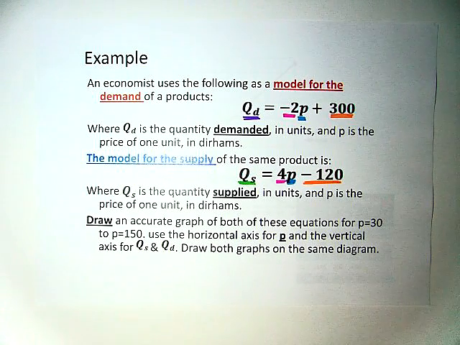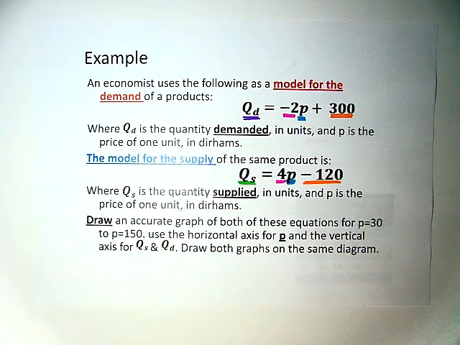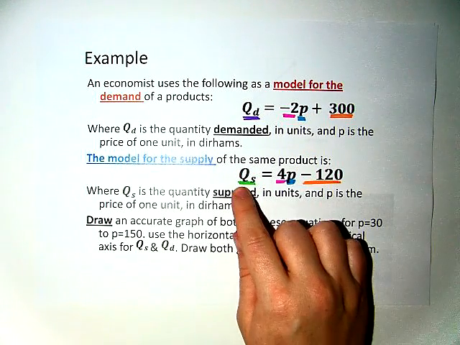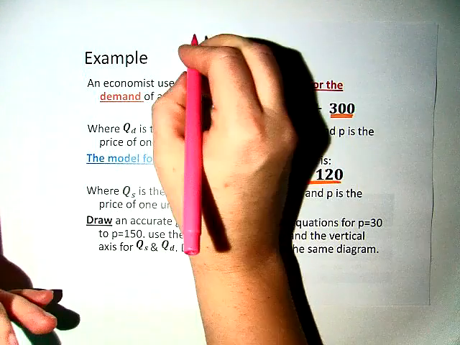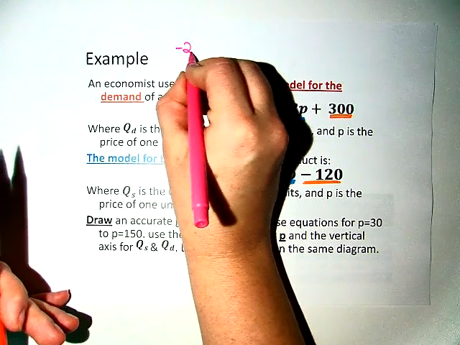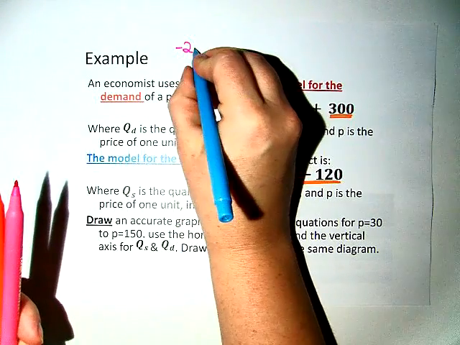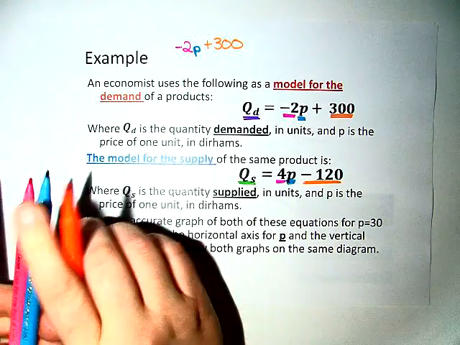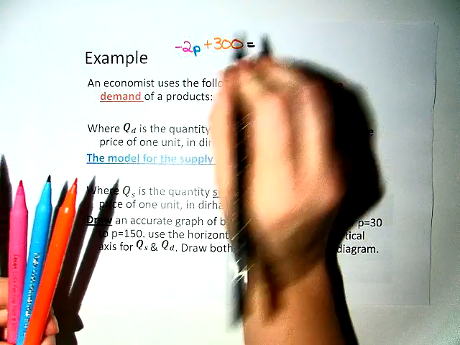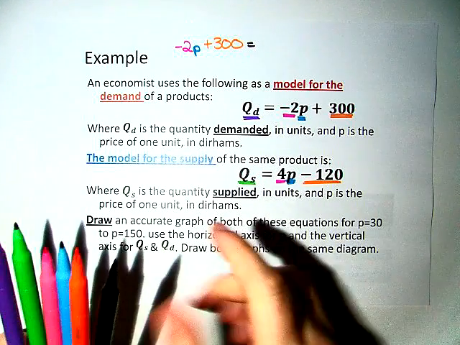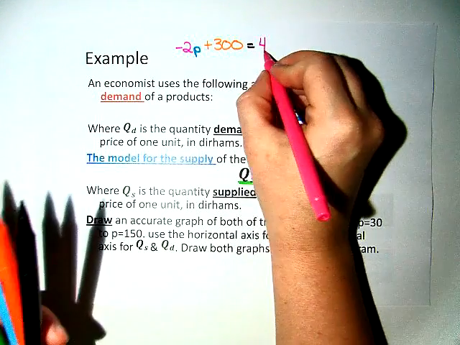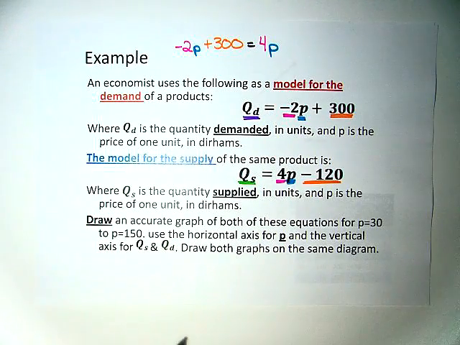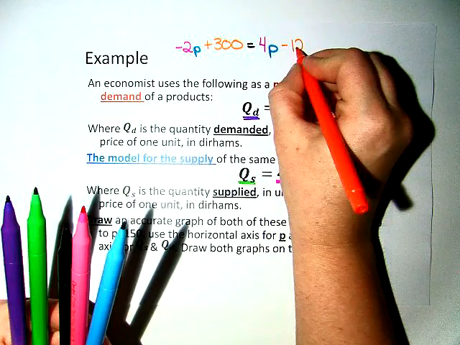To find the equilibrium price, we're going to look at where these two are equal. So I'm going to set the demand equation equal to the supply equation. Let's write this out on top: -2p plus 300 equals, and that's the demand. Now let's look at the supply: 4p minus 120, because we want the number of products to be the same in both equations.